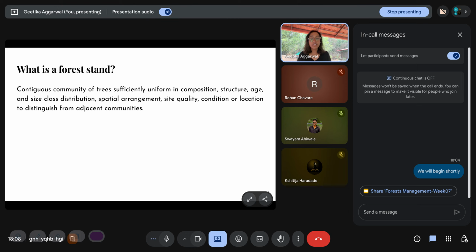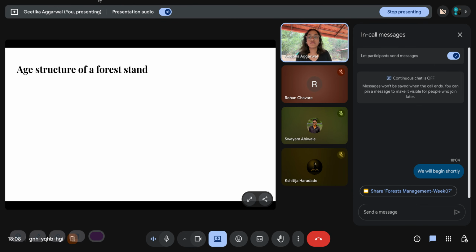Another is maybe looking at the age class structure. For example, there's one area that just has young trees, and there's another area that only has seedlings. So you'll very well be able to distinguish these two. So this is what a forest stand is. If you're able to make out that this particular patch is different from that patch and they're not the same, then that's basically called a forest stand.